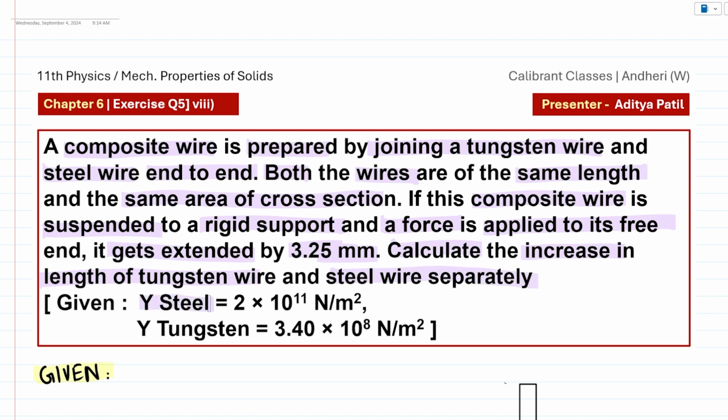Given is the Young's modulus for the material steel as 2 into 10 raised to 11 Newton per meter square, and the Young's modulus for the material tungsten as 3.40 into 10 raised to 8 Newton per meter square as well.